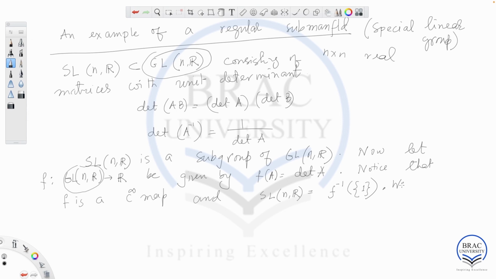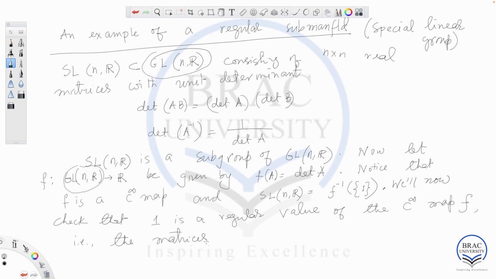We'll now check that 1 is a regular value of the smooth map F. That is, the matrices in this set, the inverse image of 1 under F, are all regular points of F. This is what we need to see.